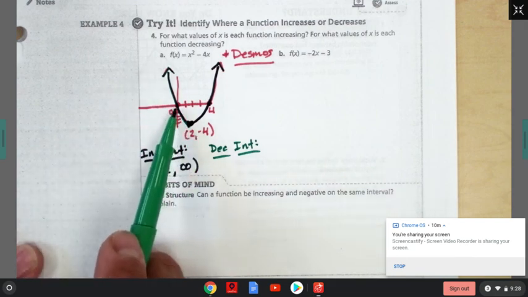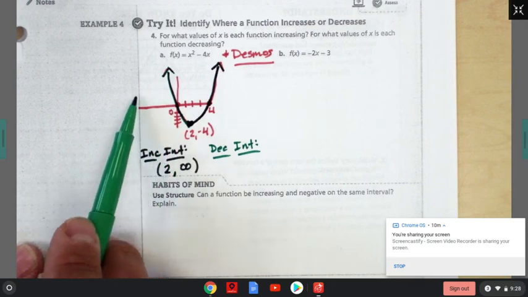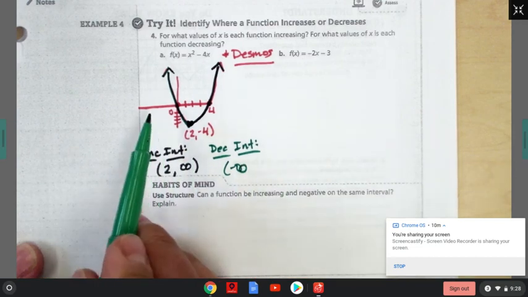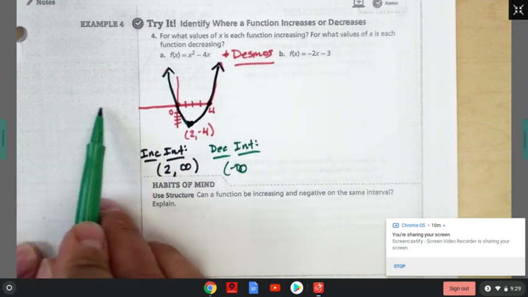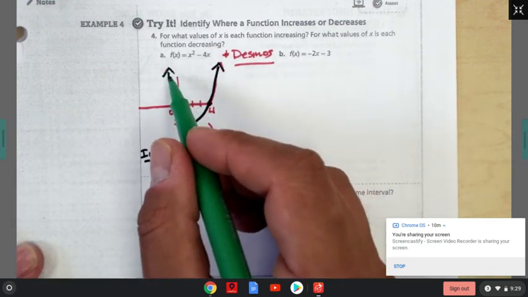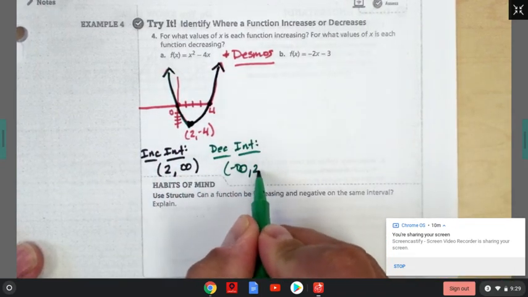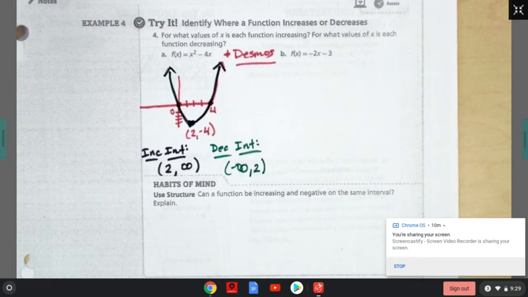So way over here, remember, it goes this way forever and ever. So that would be negative infinity, right? Way over here is negative infinity. We always use the x's. So from negative infinity, it goes down, down, down, until I get to positive 2. That would be my decreasing interval. Okay, so from negative infinity to positive 2.